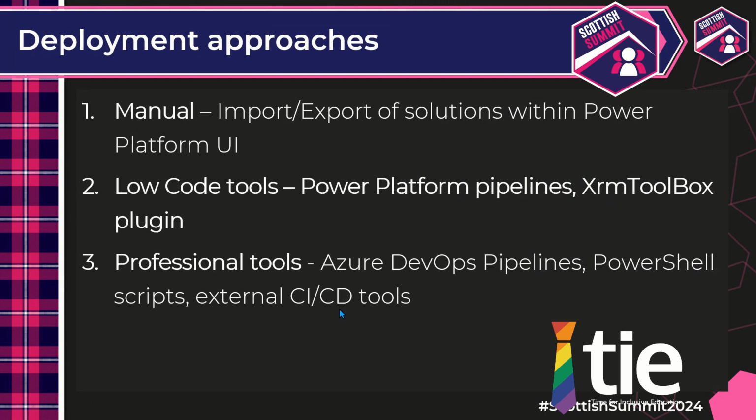Coming to the second approach, which is widely used from medium to enterprise projects and has been evolving every year. The main tools we use for this approach are Power Platform pipelines and the XRM Toolbox, which has several plugins we can use for solution deployment. Power Platform pipelines is a low-code approach that can deal with medium-sized projects, and we can extend the pipelines to deliver complex projects like enterprise projects.